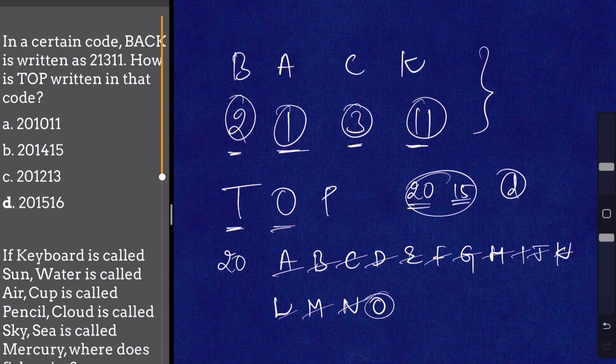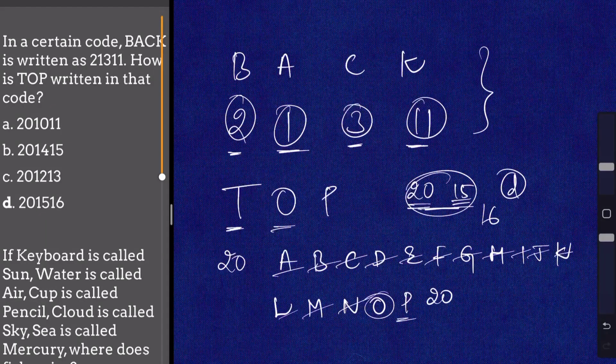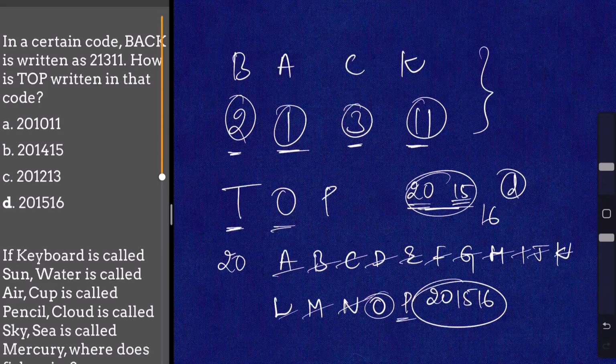If other options also had 2015, then you could look at the next letter, but in this case the next letter is P itself, so it would be nothing but 16. So the right answer would be 20 corresponding to T, O is nothing but 15, and P is 16. So 201516 would be the decoded form, or rather the code form of top. So option D is in fact the right answer.